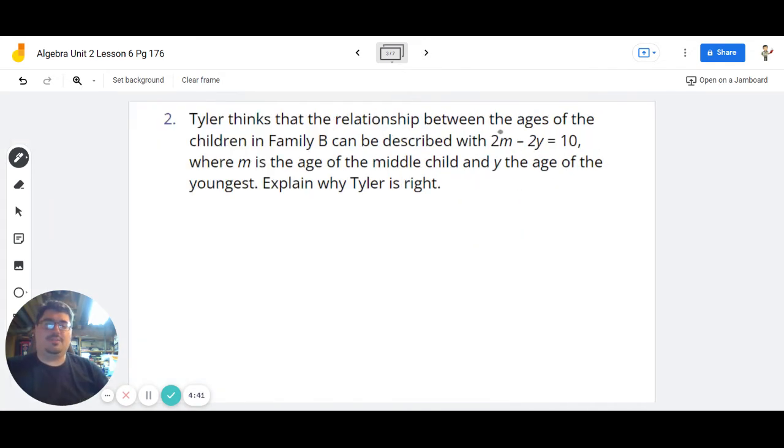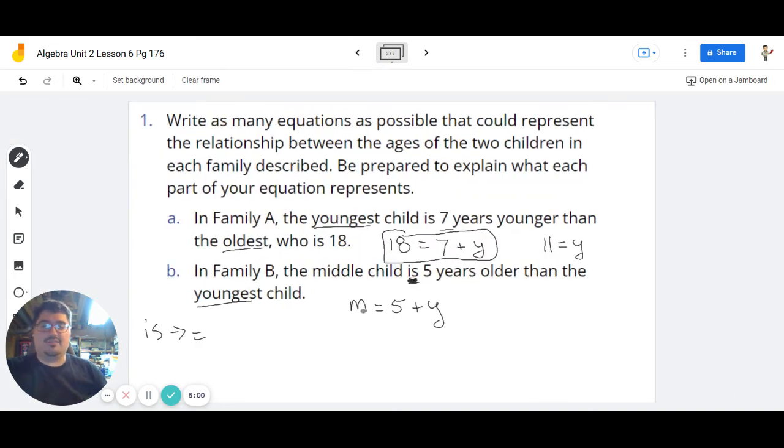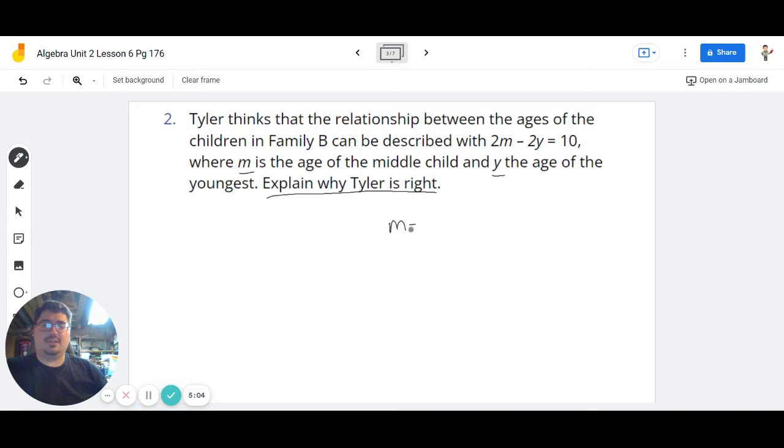Tyler thinks that the relationship between the ages of the children in family B can be described as 2m minus 2y equals 10, where m is the age of the middle child and y is the age of the youngest. Explain why he's right. Well, let's actually go back to the previous question here. If m equals 5 plus y, m equals 5 plus y. But here's the thing. We look at our equation and that equation. They don't look the same.